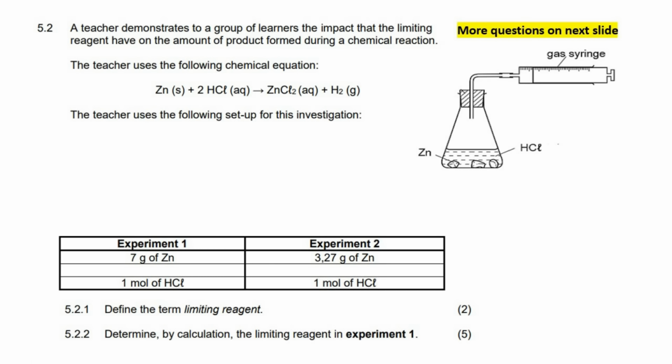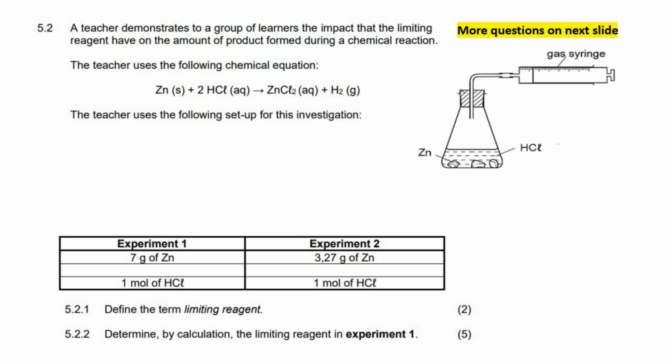So here a teacher demonstrates to a group of learners the impact of limiting reagent on the amount of product formed in a chemical reaction. The teacher uses the following equation. Okay, so they love to use this hydrogen producing one. Remember, that's when you take a metal and an acid. What does a metal and an acid give you? It gives you the salt and gas, or hydrogen gas specifically.